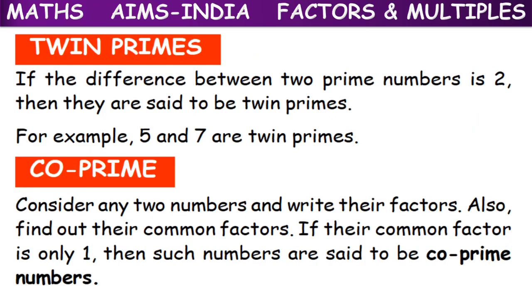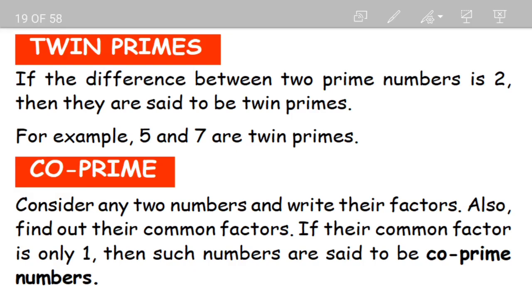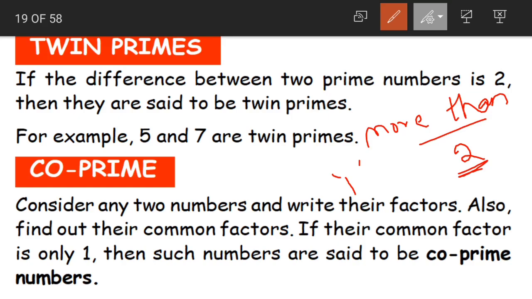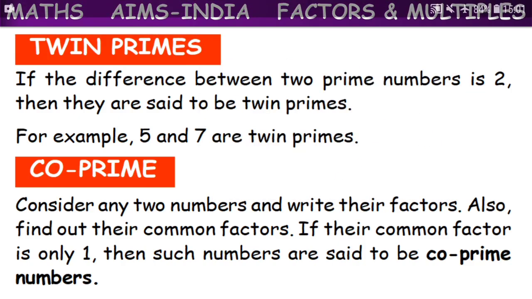Understood, children? And what are composite numbers? All the numbers other than the prime numbers become our composite numbers. And how many factors do composite numbers have? More than 2. Yes, prime numbers have only two factors and composite numbers have more than two factors. And what is 1? 1 is neither prime nor composite. So these are the important points to remember from the topic prime numbers and composite numbers.